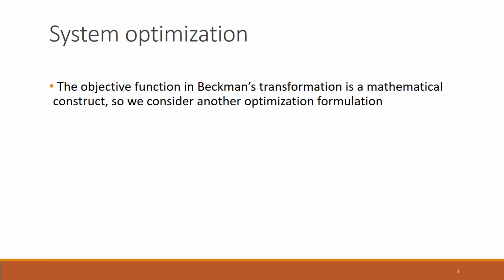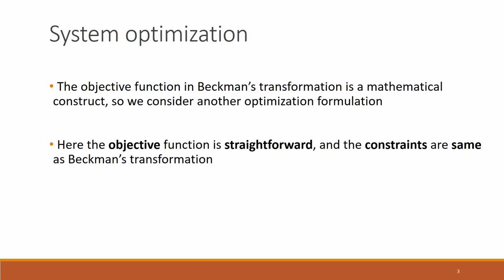The objective function in Bachmann's transformation is a mathematical construct. That's why we are considering another optimization formulation. We have discussed that Bachmann's transformation, which is the optimization formulation for user equilibrium, does not have any intuitive objective function. It is just a mathematical construct. But in system optimization, the objective function is straightforward, and the constraints are the same as Bachmann's transformation.